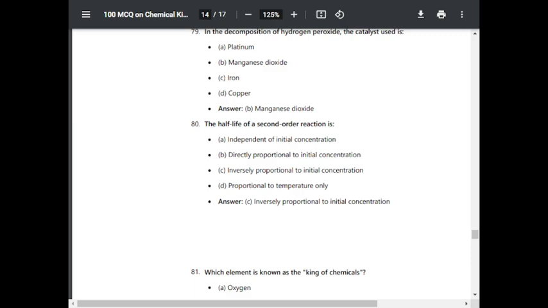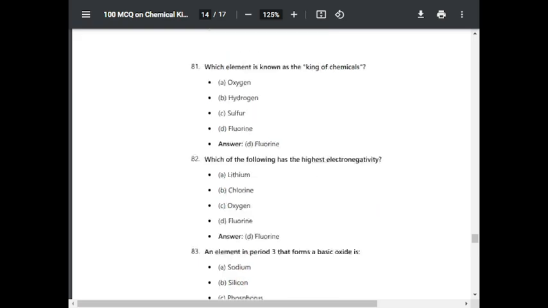Question number 80. The half life of a second order reaction is: option A, independent of initial concentration; option B, directly proportional to initial concentration; option C, inversely proportional to initial concentration; option D, proportional to temperature only. The correct answer is C, inversely proportional to initial concentration. The half-life of a second order reaction is inversely proportional to initial concentration. Option C is correct.